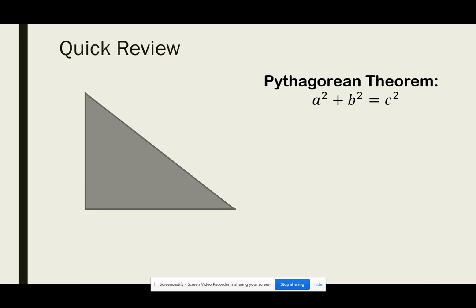Right triangles are the ones that have a 90-degree angle. When we have a triangle, the longest side that's diagonal from the 90-degree angle is called the hypotenuse. It's always the longest side. The other two are called legs. So we have a leg on that side of the 90-degree angle and a leg on this side.